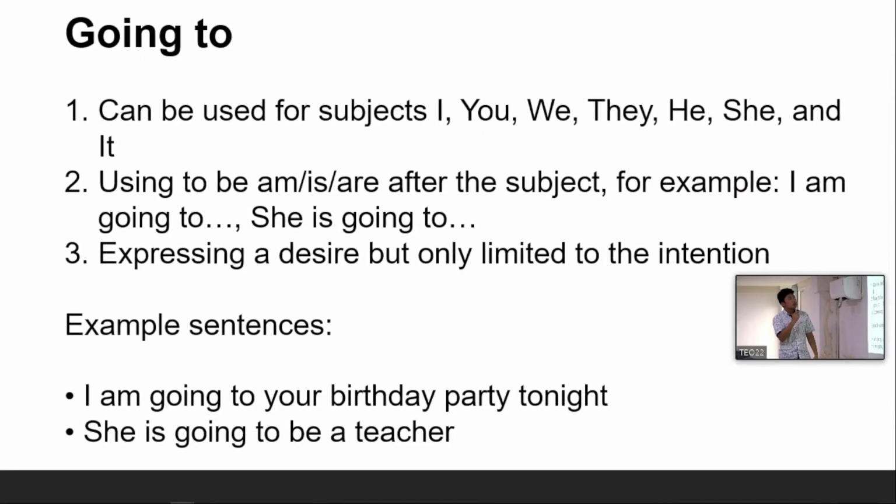Next slide. And now is the going to. Going to can be used for subject I, you, we, they, he, she, and it. 2, used to be, am, is, are after the subject. For example, I am going to, she is going to. 3, express a desire but only limited to the intention. For example, I'm going to your birthday party tonight. And the last, she is going to be a teacher.